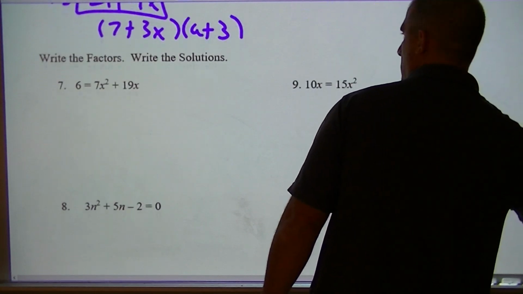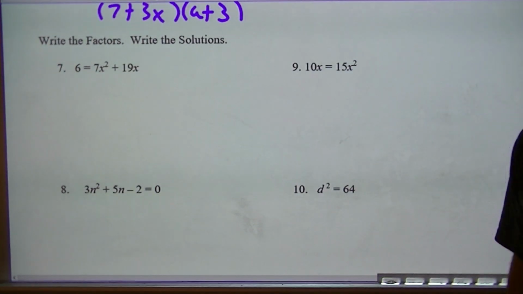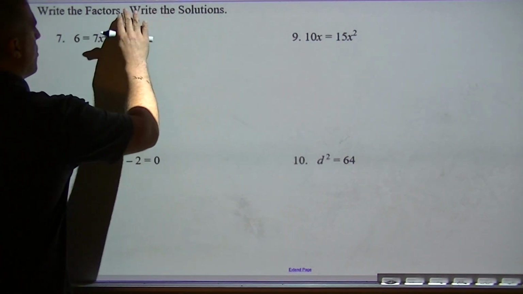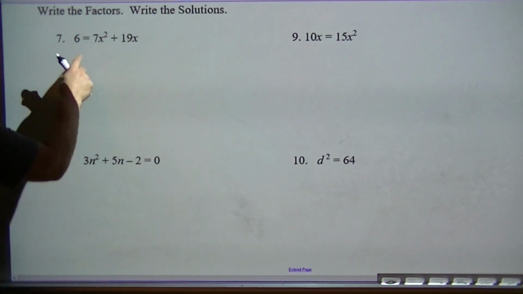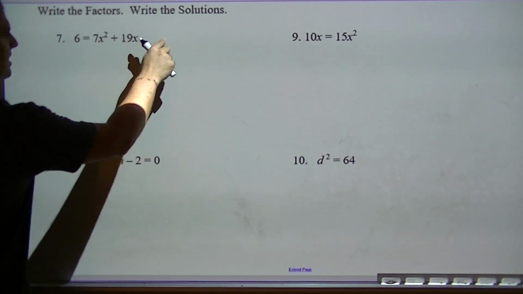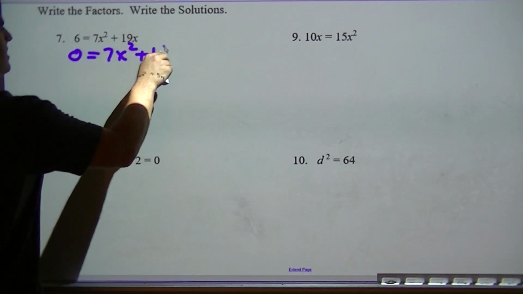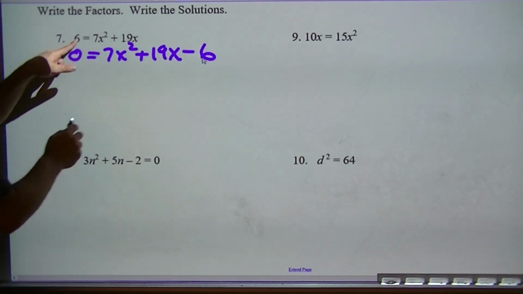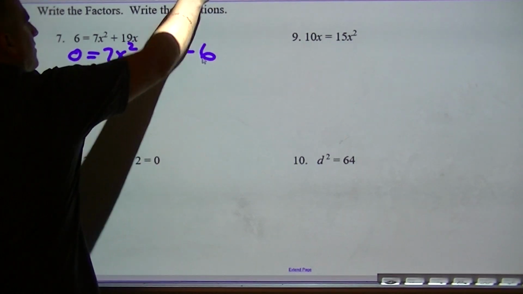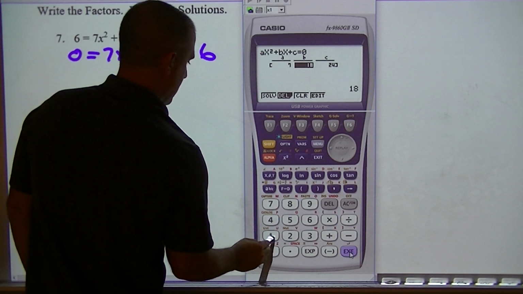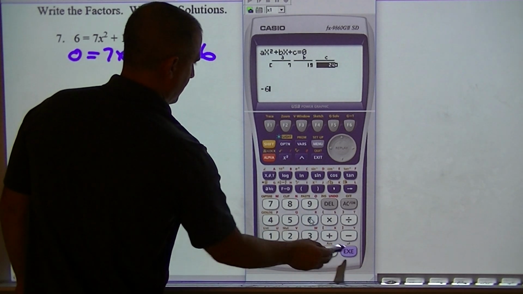Now, for these next questions, I'm going to make sure I can see those directions in there. Yep, I want to write the factors and the solutions. In order to do that, I need everything set equal to 0. So I'm going to have to move the 6 back over. So I got 0 equals 7x squared plus 19x minus 6. If it's positive 6 on this side, when it moves, it's negative. So I'm going to go into equa, 7, 19, negative 6.